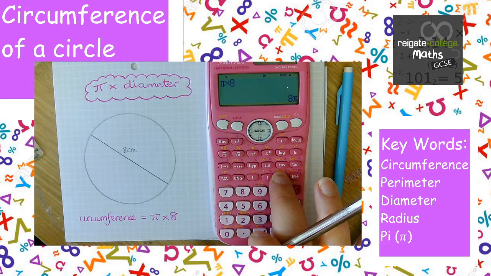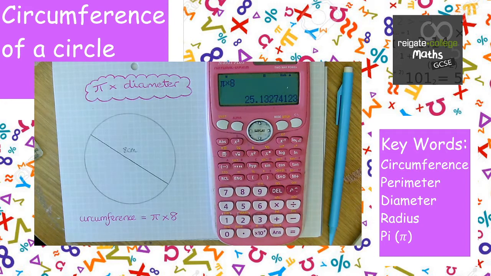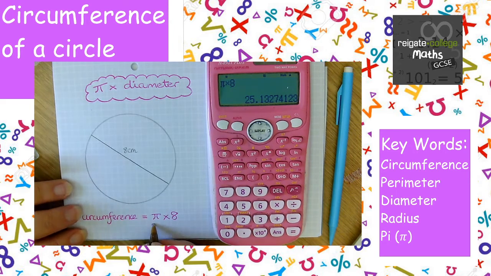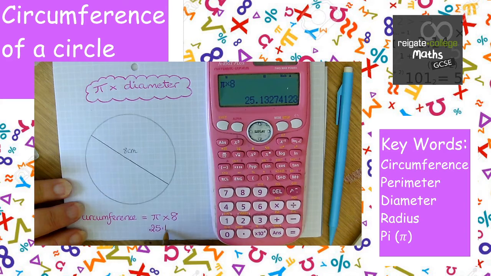To turn that into a proper number, we just press our S and D button, and there we have the circumference of this circle as 25.13274123, which we are going to round to 3 significant figures. So our circumference is 25.1 centimetres.